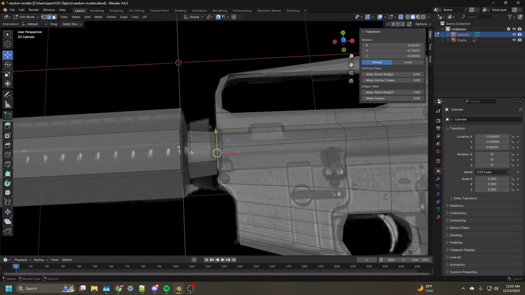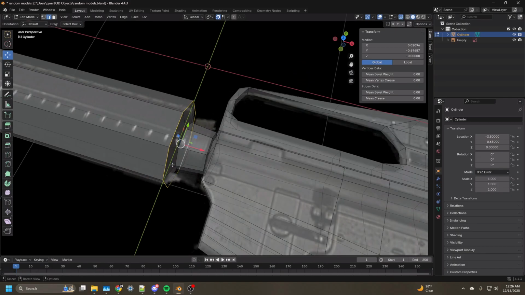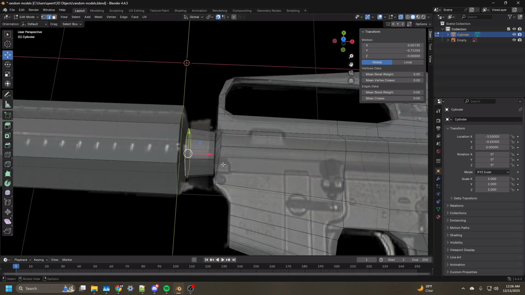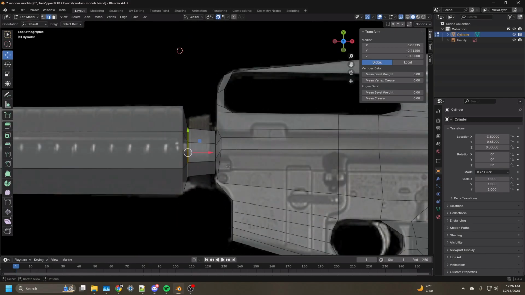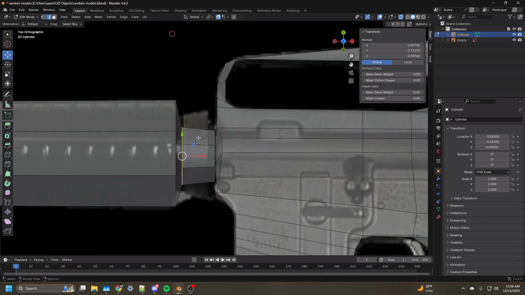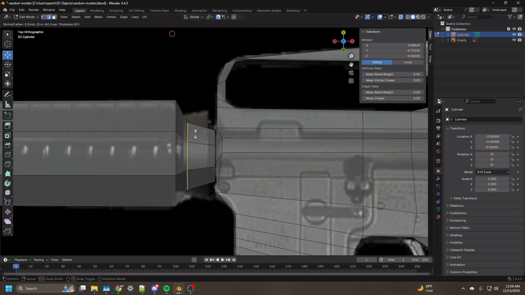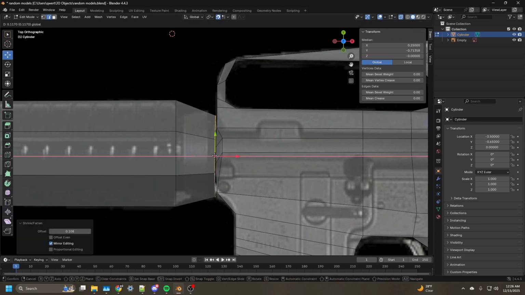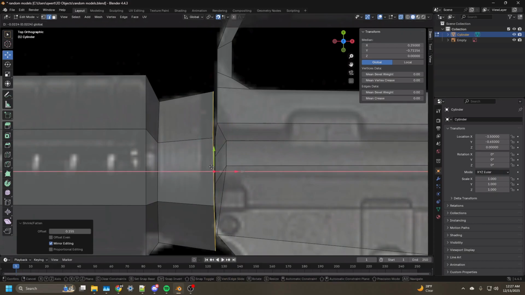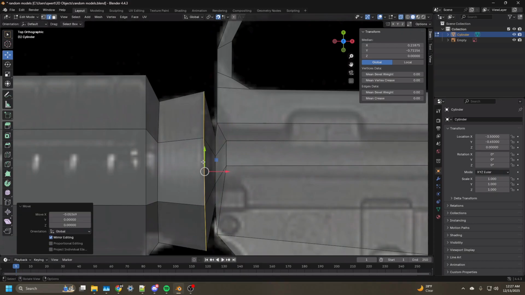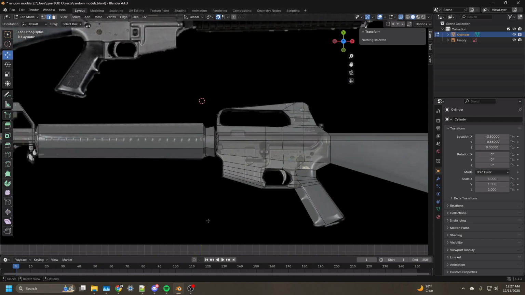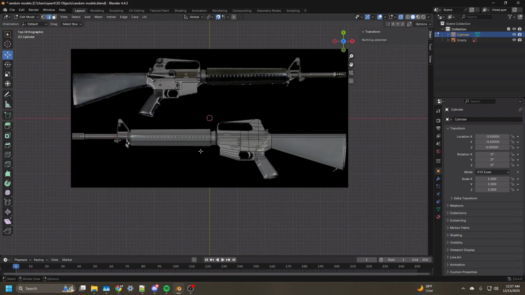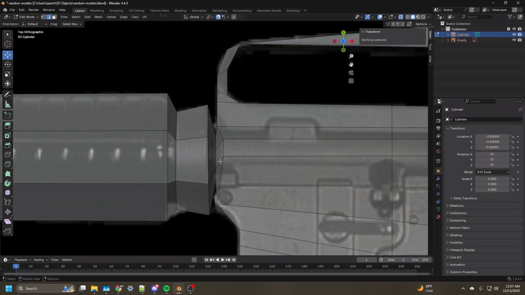Well, this got all messed up. Oh, in enlarging it, I have to move it too. Okay, the handguard's fixed. Yikes.